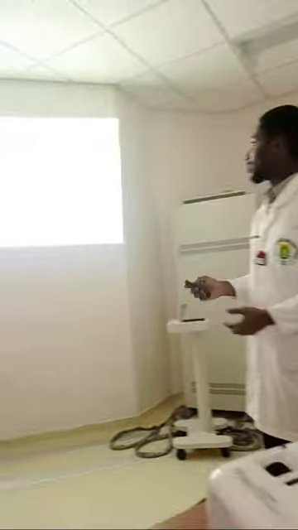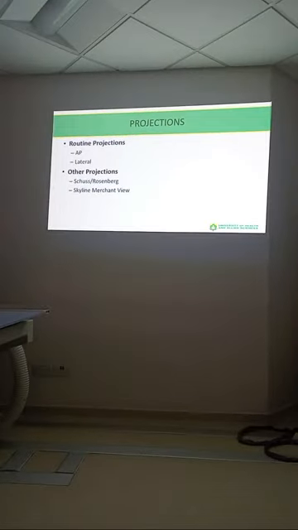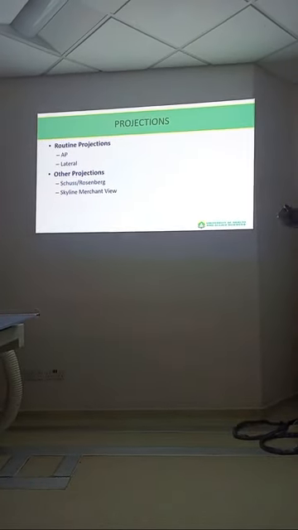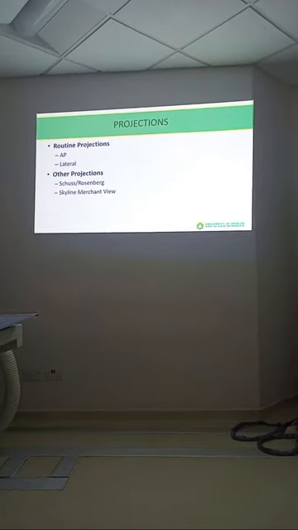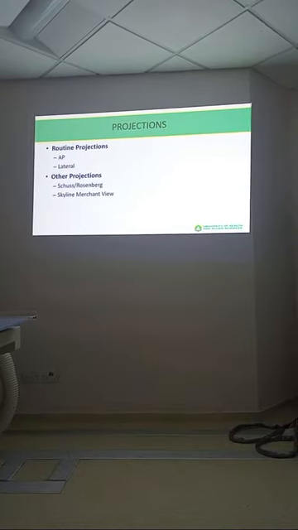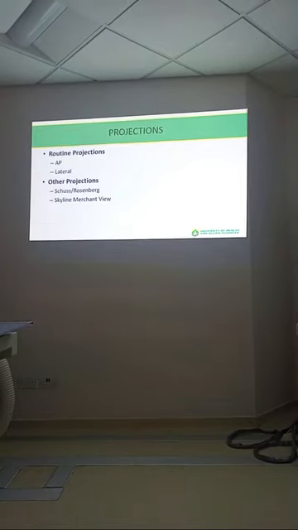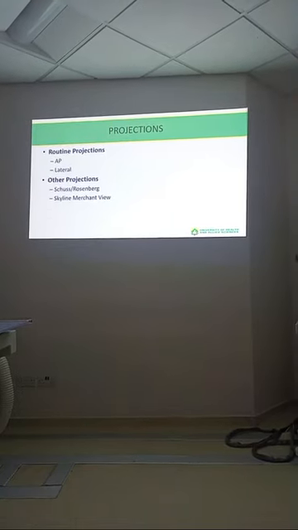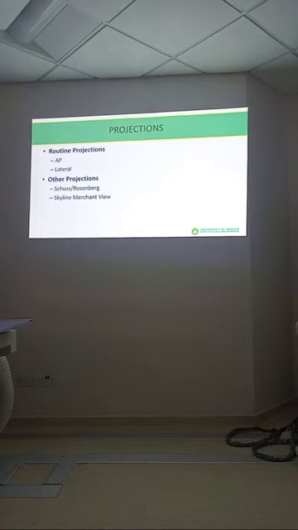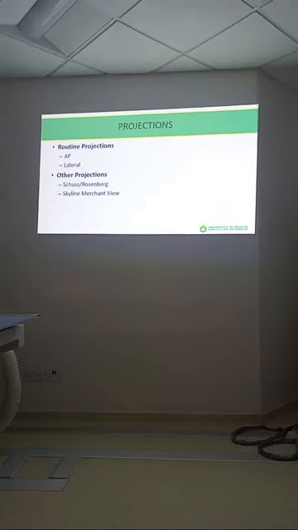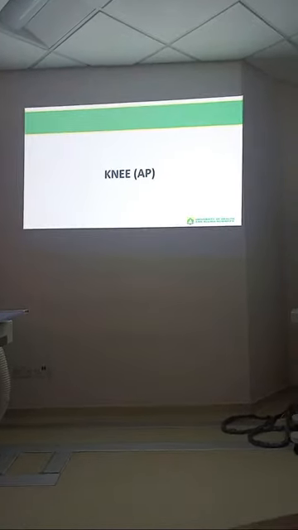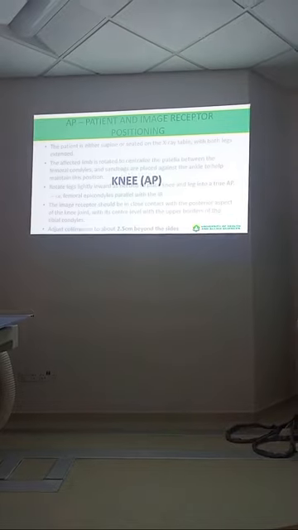Okay, so we go straight into the projections of the knee. We have the routine projections and then we have other projections that we'll talk about. For the routine projections, we do AP and then lateral projections. And for the other projections, we talk about the Settegast and Rosenberg projections. We talk about the Holmblad. So we start with the AP.